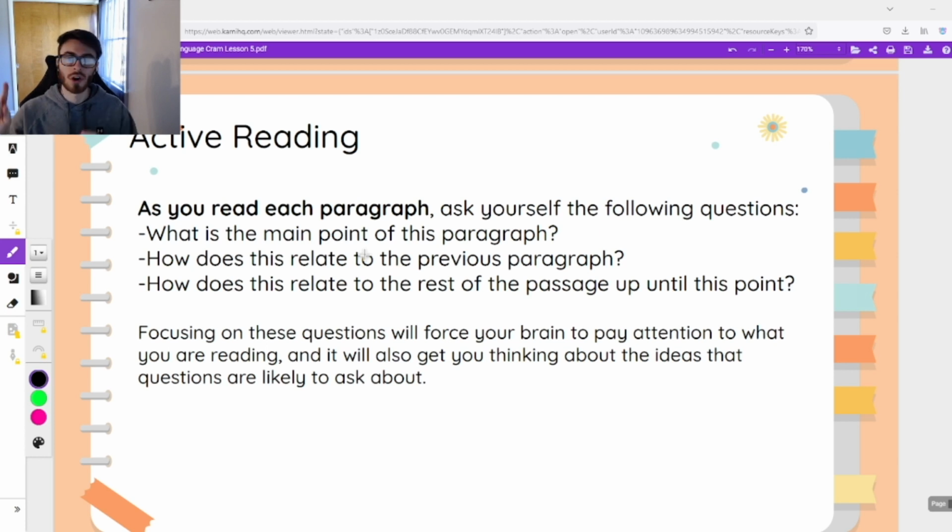You should be thinking about, what is the main point of this paragraph? How does this relate to the previous paragraph? And how does this relate to the rest of the passage up until this point? You want to know, okay, what is this paragraph talking about? What's the main idea? Is it in line with the previous paragraph? What was the previous paragraph talking about, right?